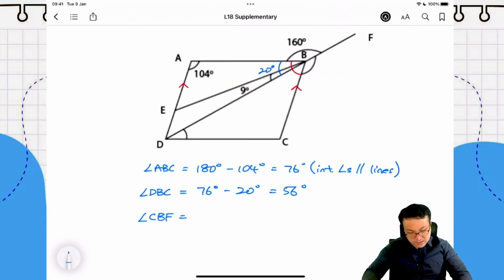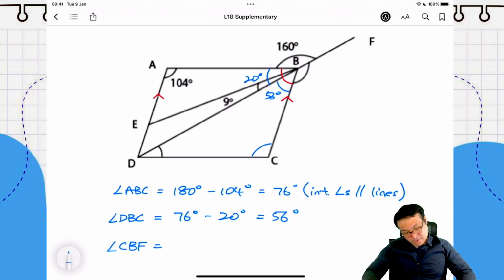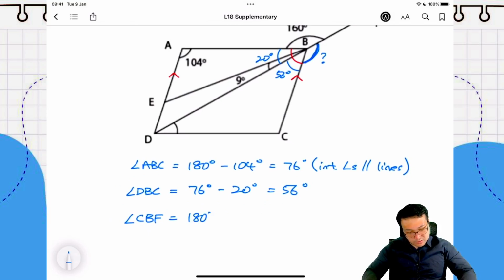Gwen, how to find angle CBF? We already know that this is 56, right? 180 minus 56. We are trying to find this. Ah, yes, correct. CBF. We are trying to find this, and we already know that it's a straight line. 180 minus 56. Very good. Well done, Gwen. 124 is correct.